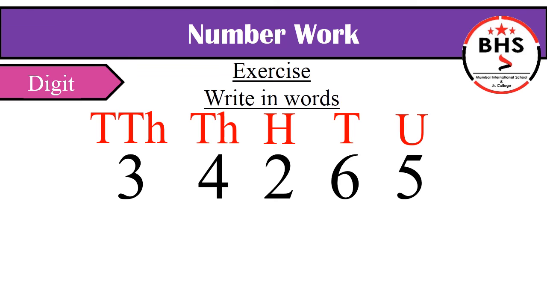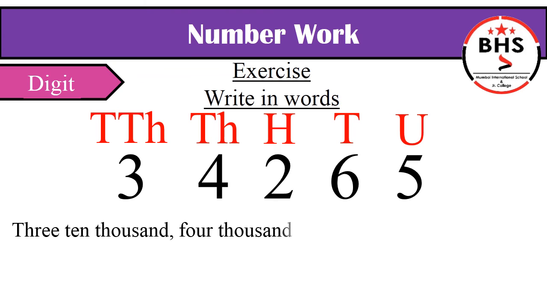Children, now let us try to write the numbers in words according to their position. We will start to write the numbers in words from left hand side. Here 3 is on the 10,000 position. So we will write it as 3 10,000. 4 is at the 1,000 position. So we will write it as 4,000. 2 is at hundreds position. So we will write it as 200.